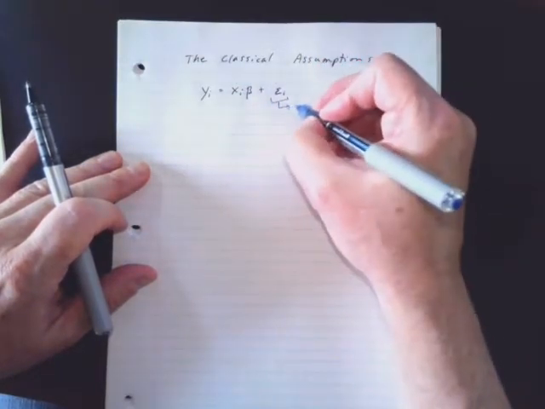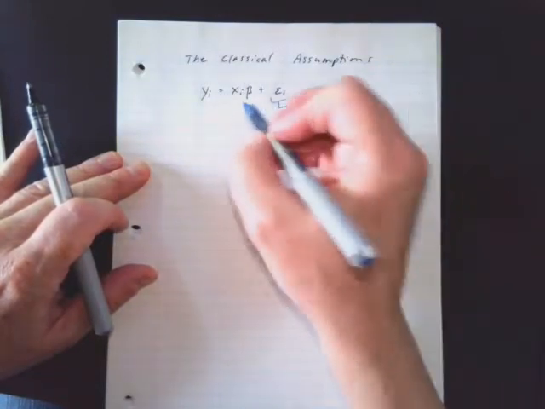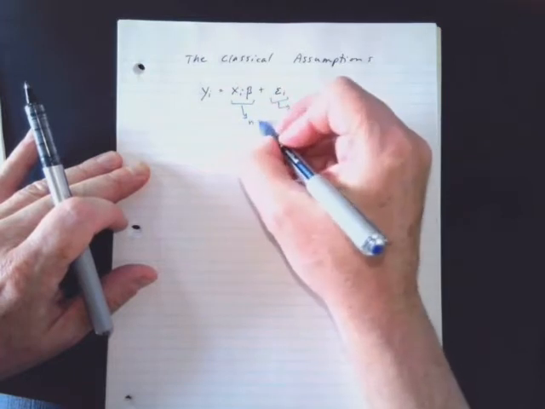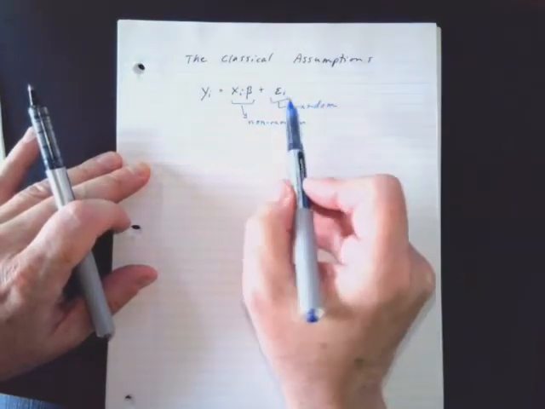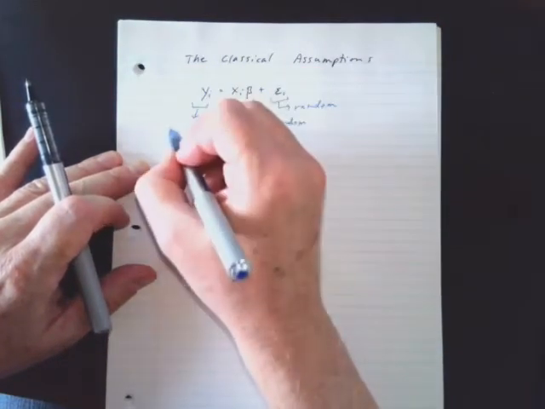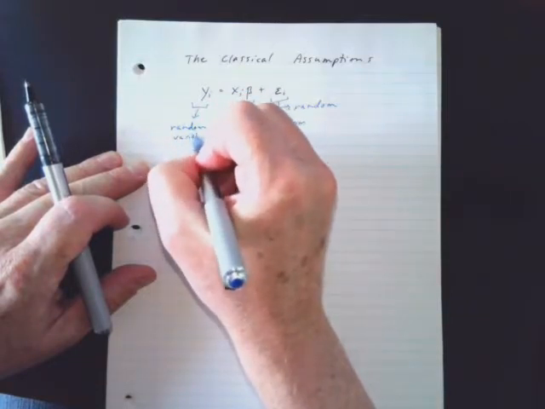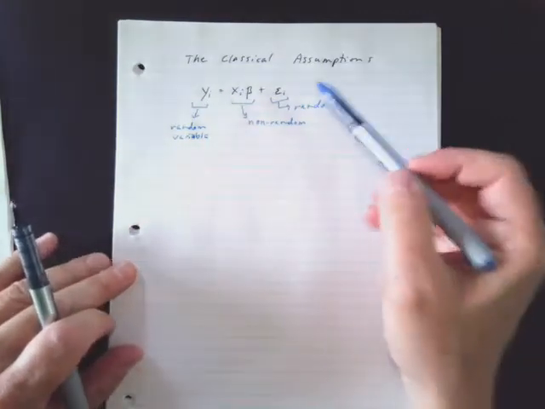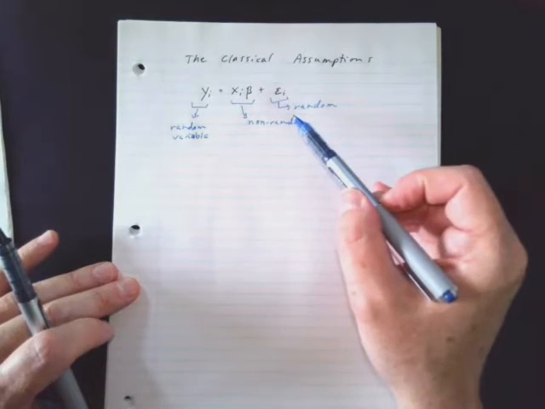Okay, so this is a random variable. The error term is a random variable. And we assume that the independent variable is non-random. And you add a random and a non-random variable together, well, that gives you a random variable. And so this error term here, this is where the randomness enters the model.